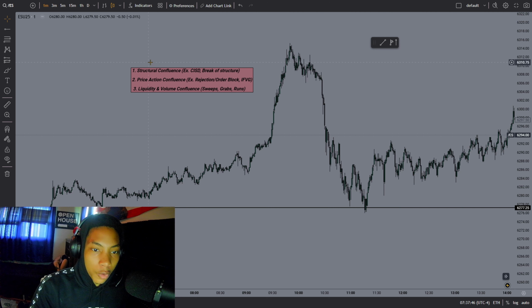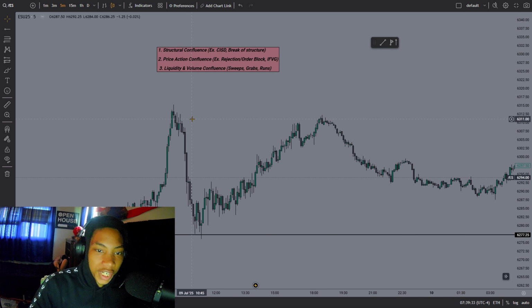The first one we're going to go over here is the structural confluence, and I put some examples like the change in state of delivery and the break of structure. I'm going to go ahead and show you guys what these look like when you're live in the market. A change in state of delivery generally occurs when we go from one trend to another. I'm going to show you guys the specifics behind that and what you should properly look for.